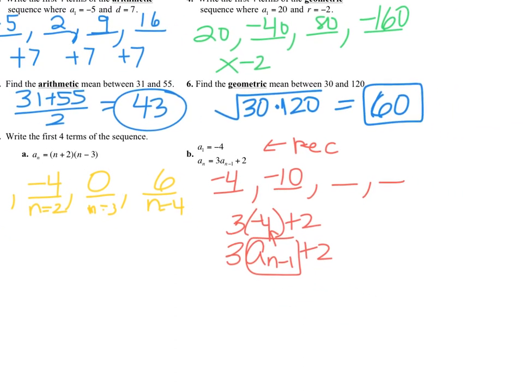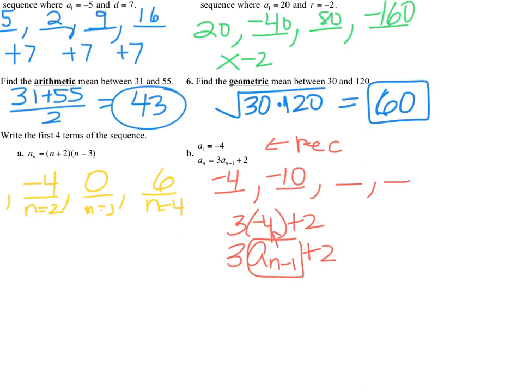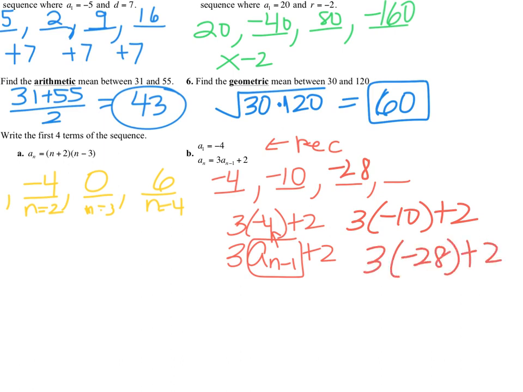Now I'm going to do it again. This time that a sub n minus 1 is changing to negative 10. So I'm going to do 3 times negative 10 plus 2. And I get what? Negative 28? Then I'm going to do it again. And I'm going to go 3 times negative 28 plus 2. I kind of need my calculator for this. You got it already? Negative 82? Good. Negative 82. And those are the first 4 terms.